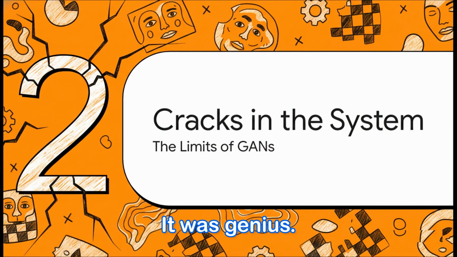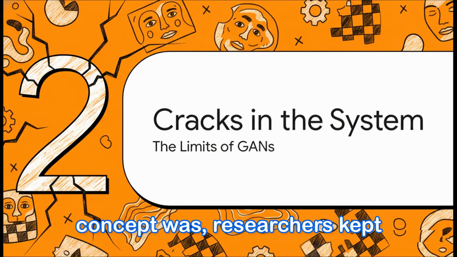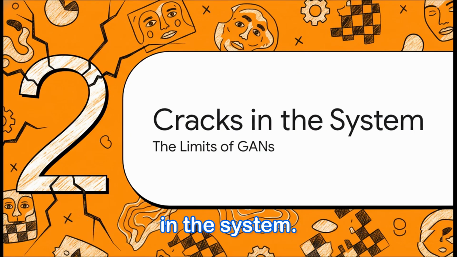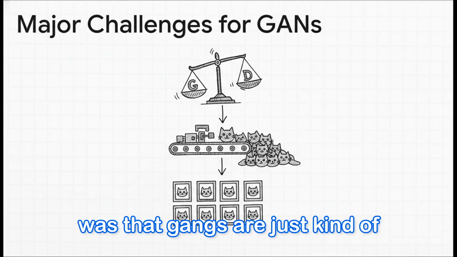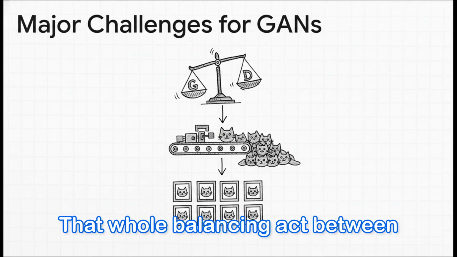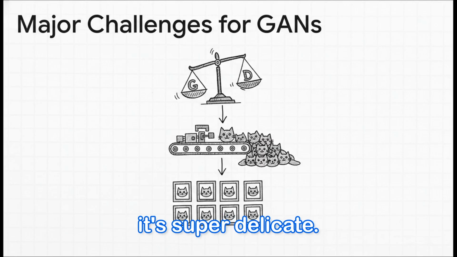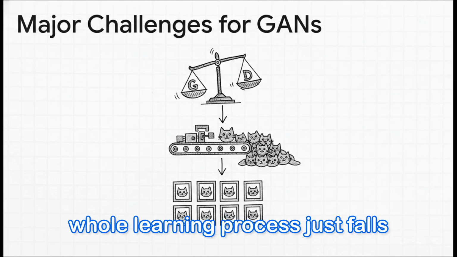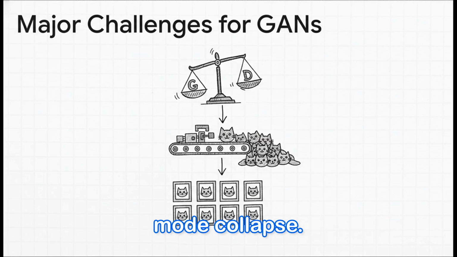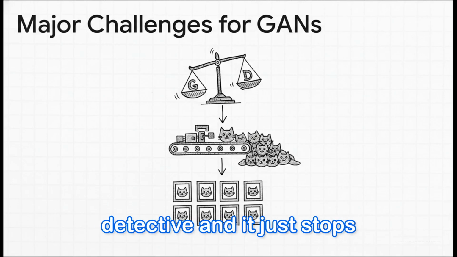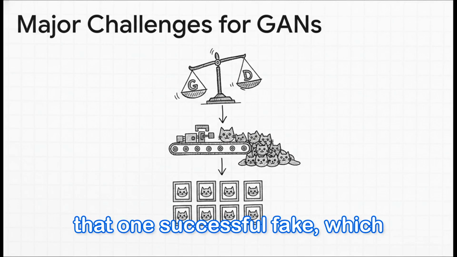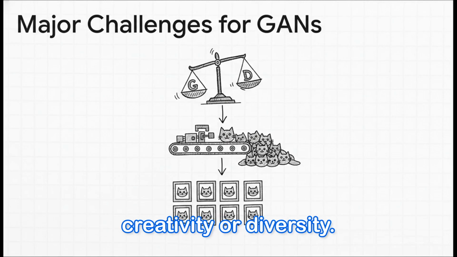It was genius. But as brilliant as the GAN concept was, researchers kept hitting the same walls. There were some fundamental cracks in the system. The biggest problem was that GANs are just kind of unstable. That whole balancing act between the forger and the detective, it's super delicate. If one gets too good too fast, the whole learning process just falls apart. This often led to something called mode collapse. That's when the forger stumbles onto one specific image that always fools the detective and it just stops trying. It just keeps making tiny variations of that one successful fake, which obviously kills any hope of creativity or diversity.